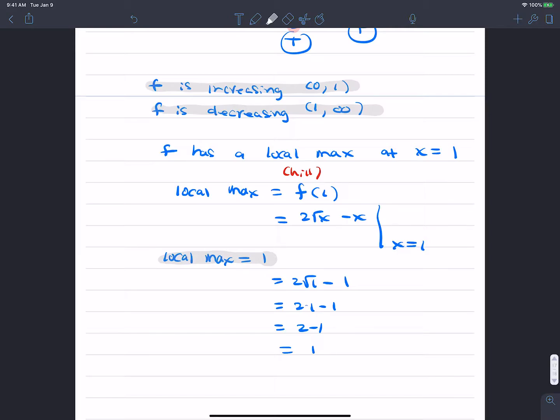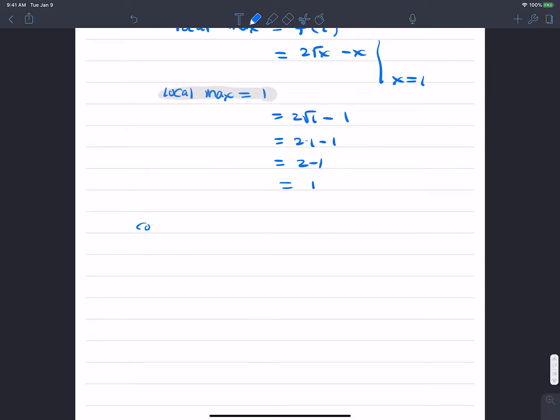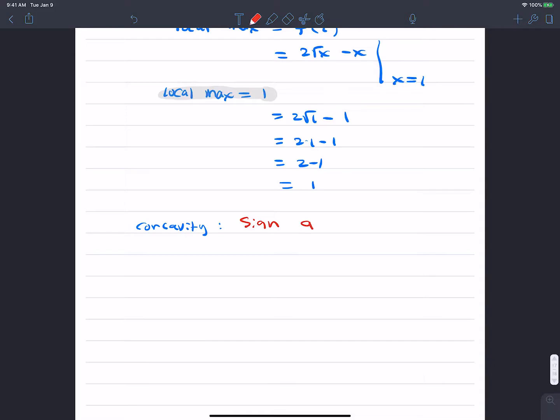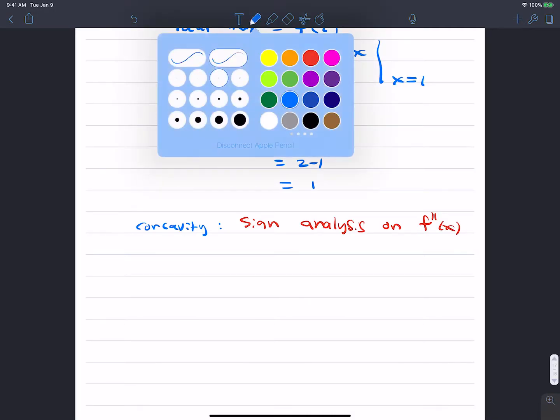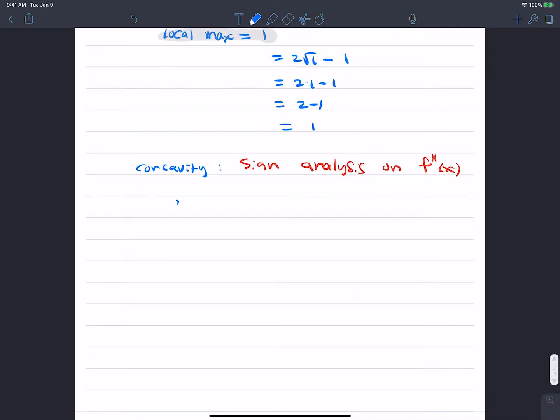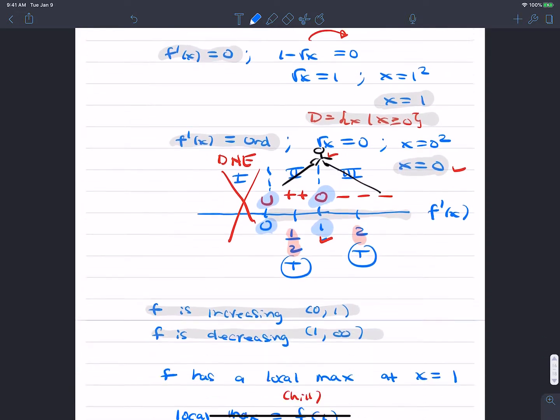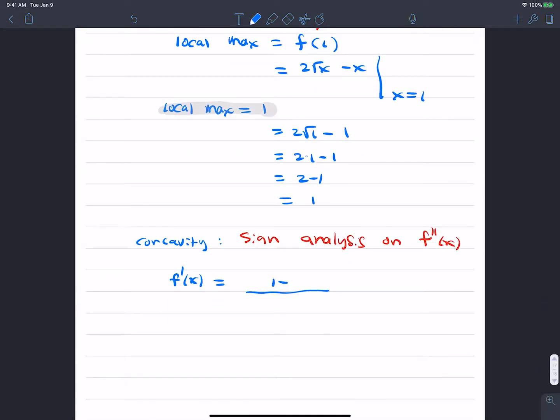Now we got to know about concavity. Is that right? Concavity. This is where we do sign analysis on the second derivative function. So I'm going to have to know the first derivative. So my first derivative was, anybody remember what that was? Yeah, 1 minus the square root of x over the square root of x.